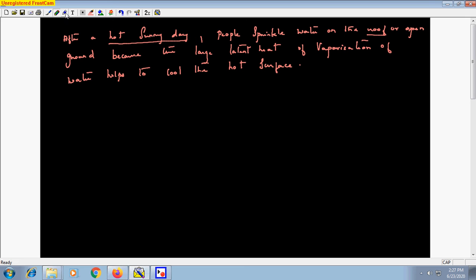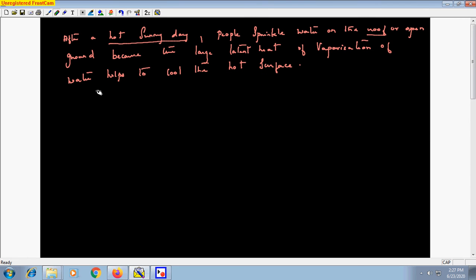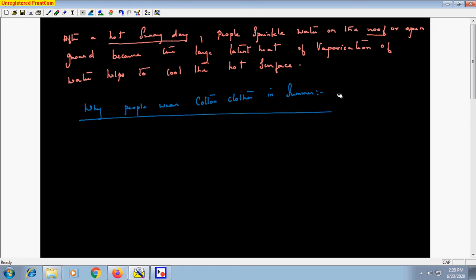And there might be a question on this. Usually they will ask like this: why do we wear cotton clothes in summer? The same explanation you can give here, but make it simple. Give reason why people wear cotton clothes in summer. Give reason.